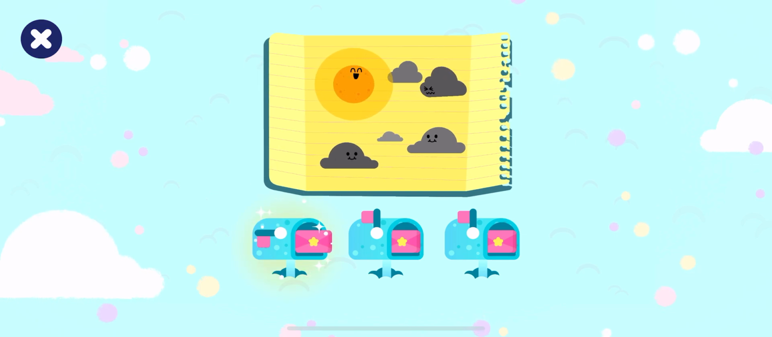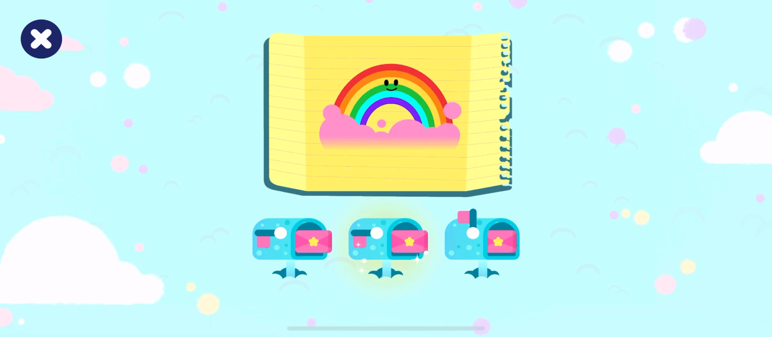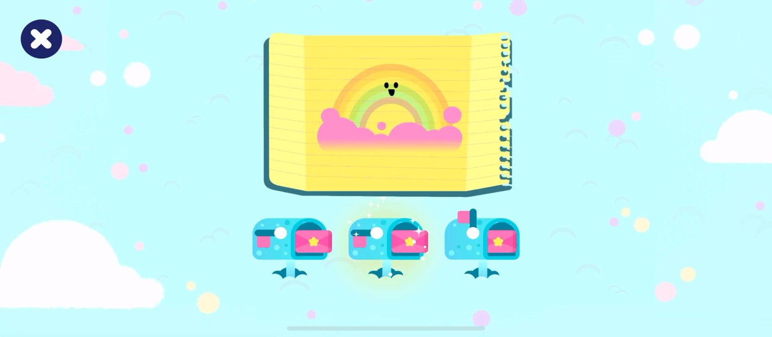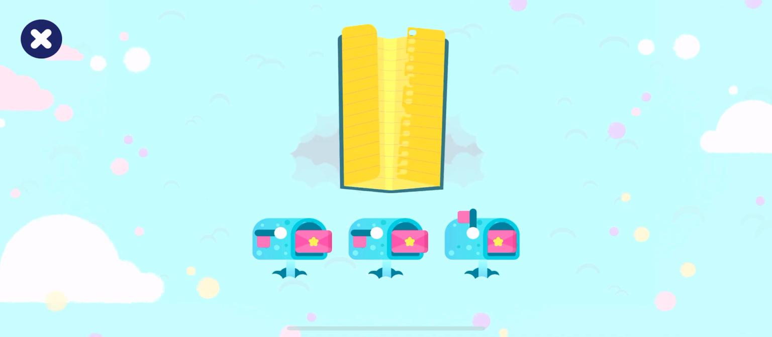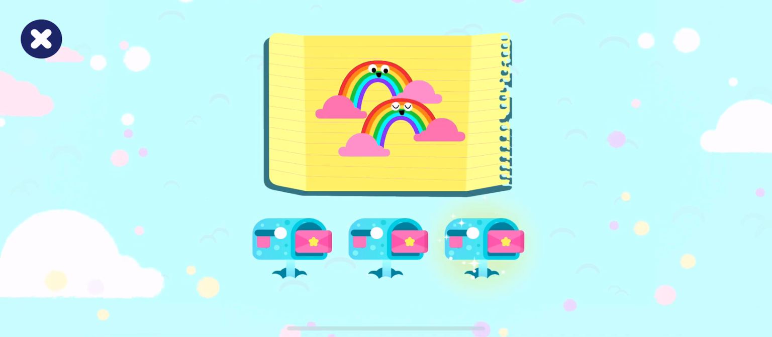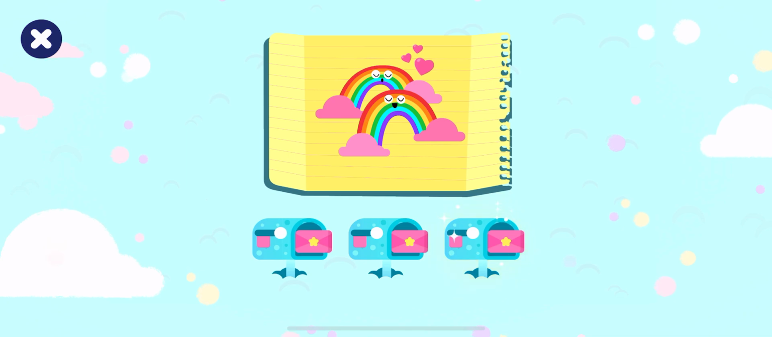Rainbows are made by raindrops and sunlight. Rainbows have all the colors you can see. You can even find double rainbows in the sky.